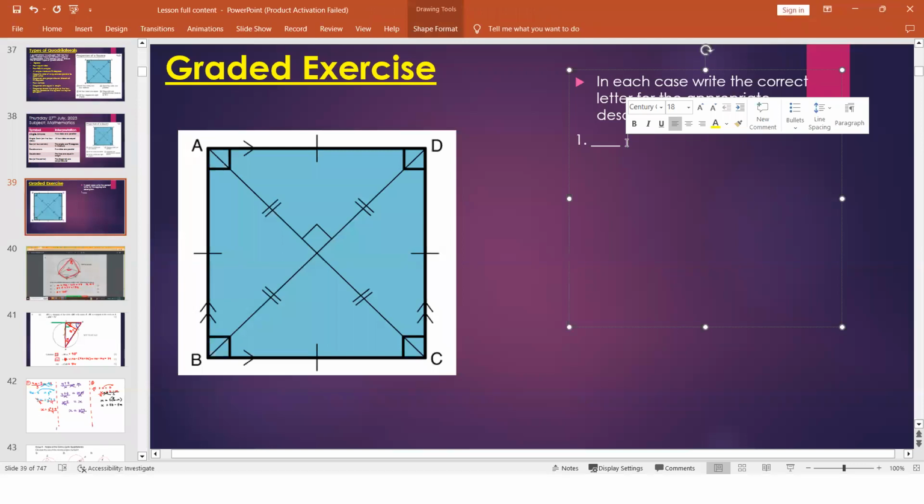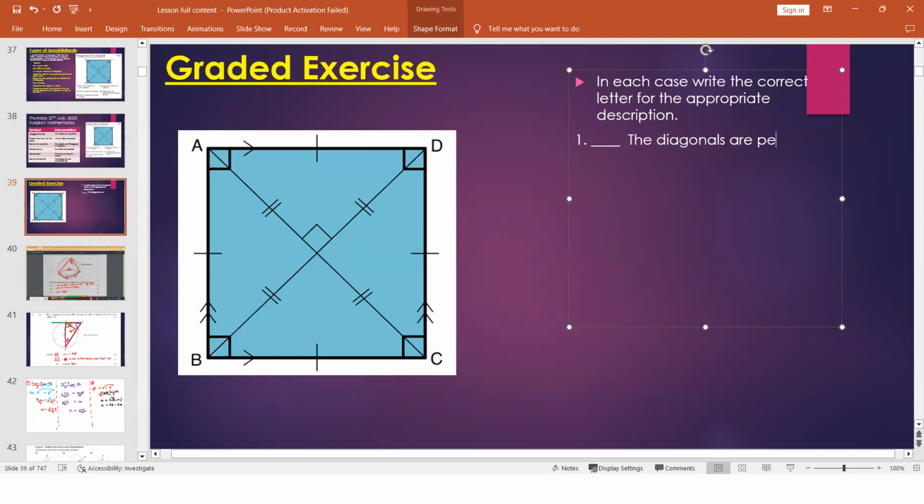All right, so number one says diagonals are perpendicular. Number two says... Excuse me, but you don't see none on the screen. What you have to do is log out and come back in.